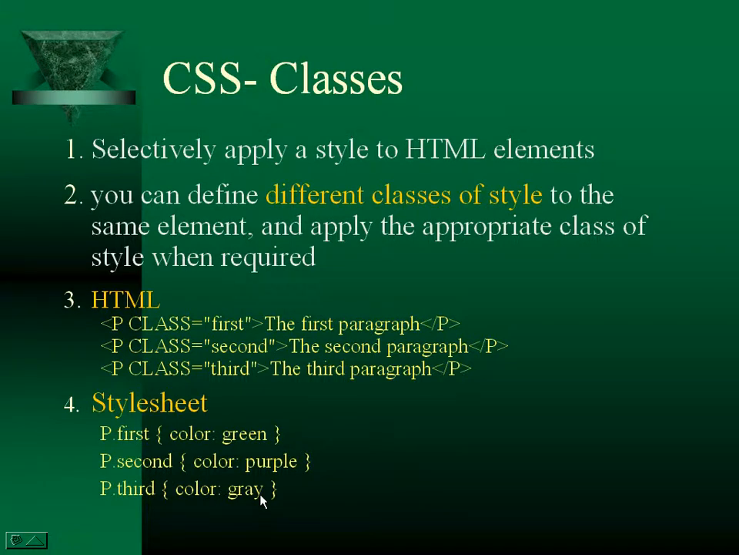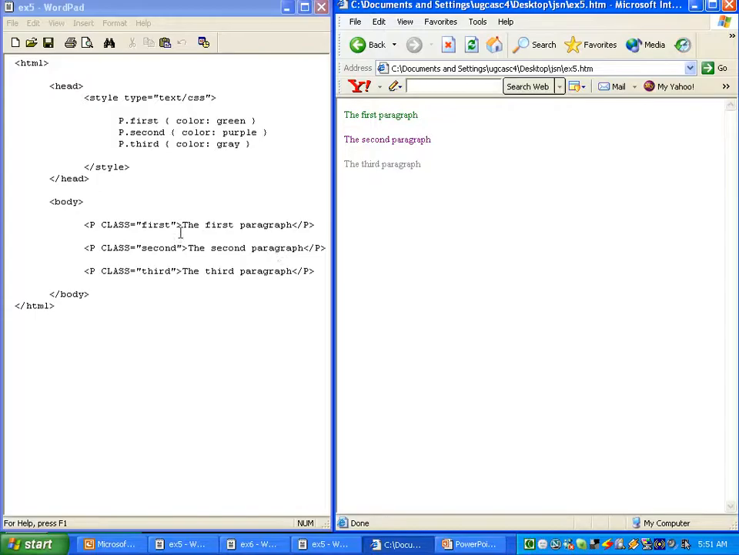Let us see how this works. Considering the same example, here the paragraph tag is divided into three classes, and those three classes are assigned different colors. So the output is as follows.